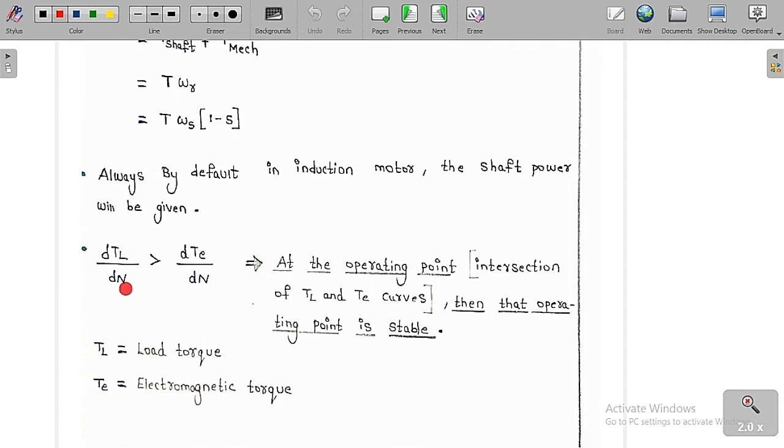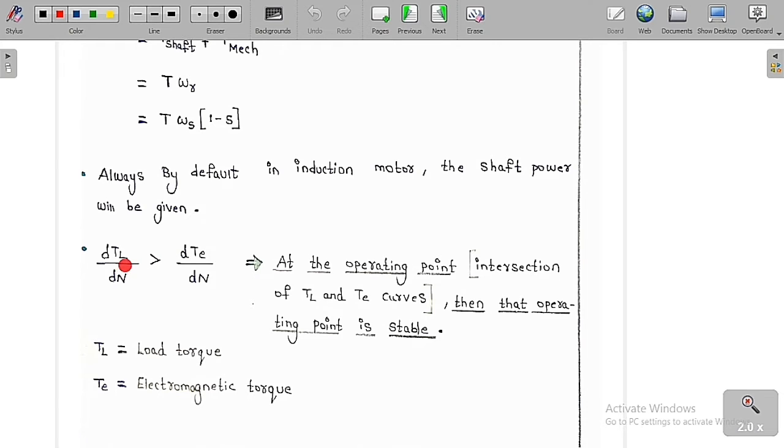See, this is a very important point. If d by dn of load torque is greater than d by dn of electromagnetic torque at the operating point, the intersection of the TL and T curves, then that operating point is said to be a stable point. So TL is called the load torque and T is called the electromagnetic torque.